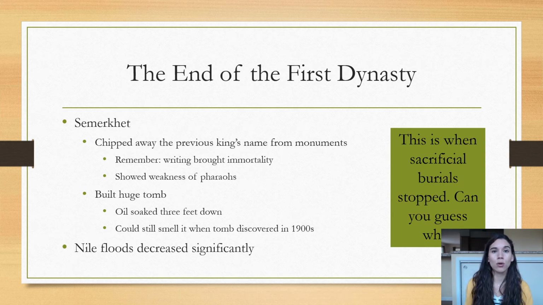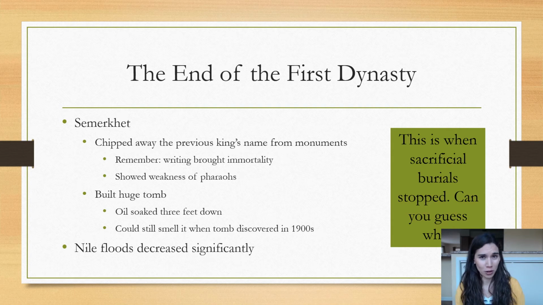And so it showed weakness on these pharaohs' part. These pharaohs who were supposedly in the underworld claiming to be Osiris, and they couldn't even protect their name. So this kind of started to show that maybe if the pharaoh isn't quite who they say they are, maybe they aren't quite as powerful as they want you to believe.